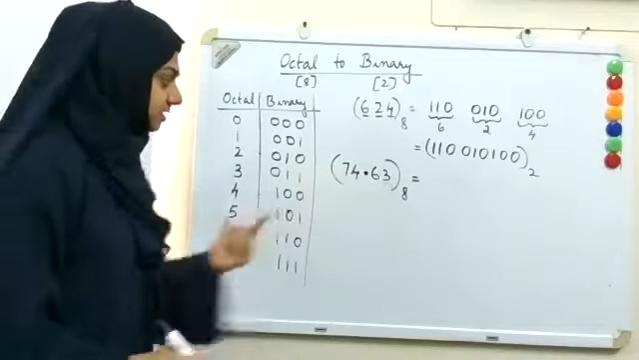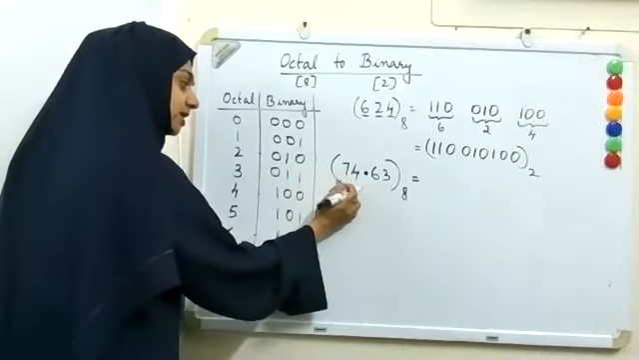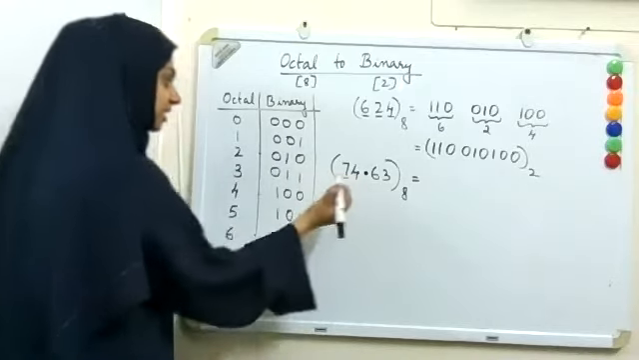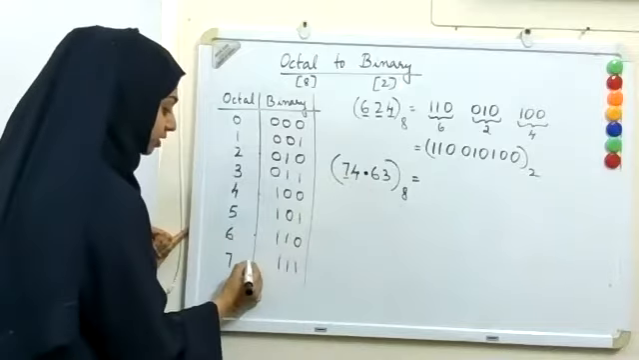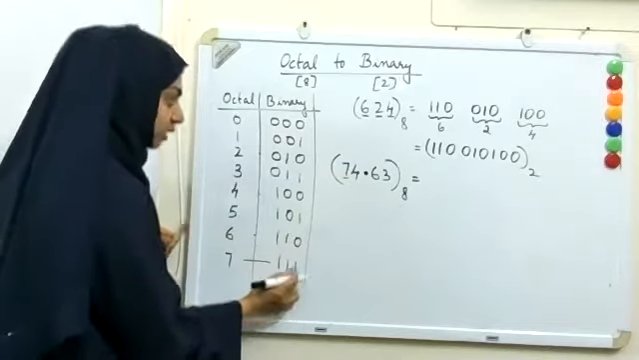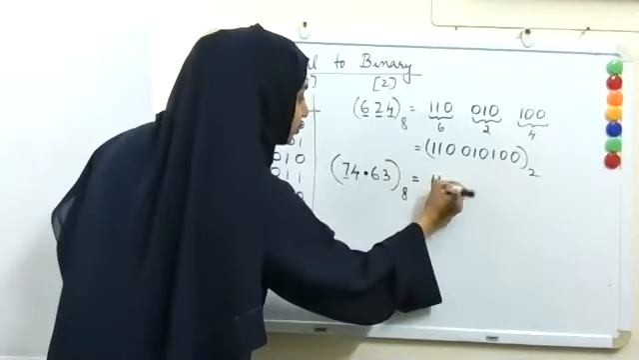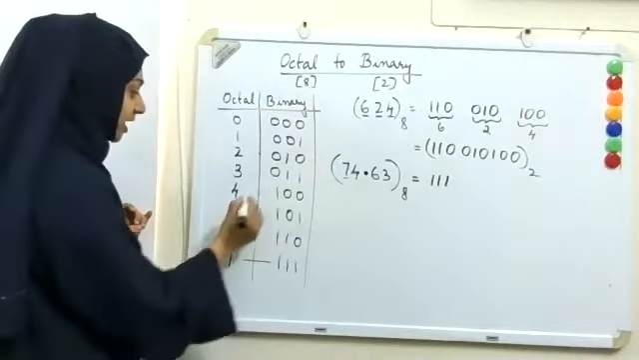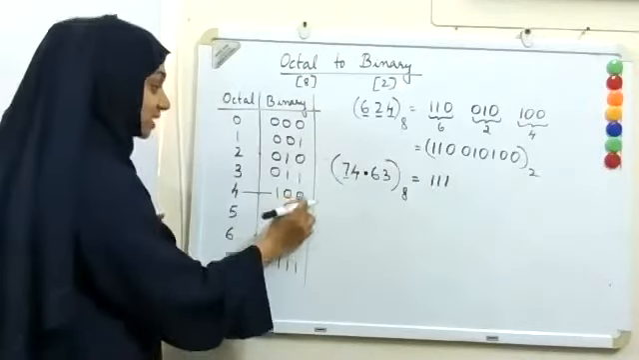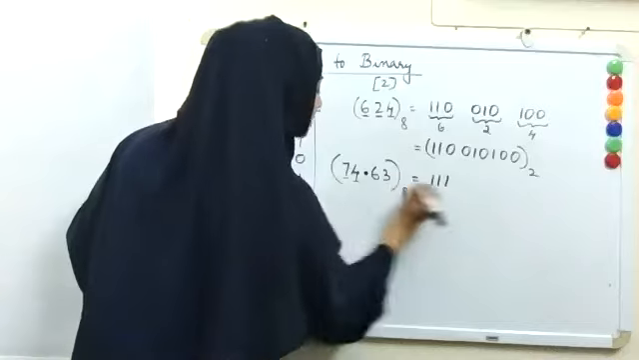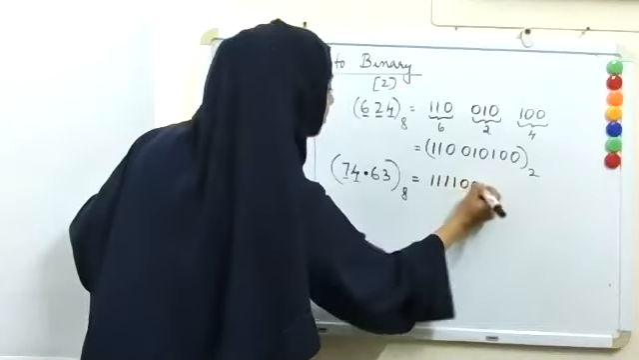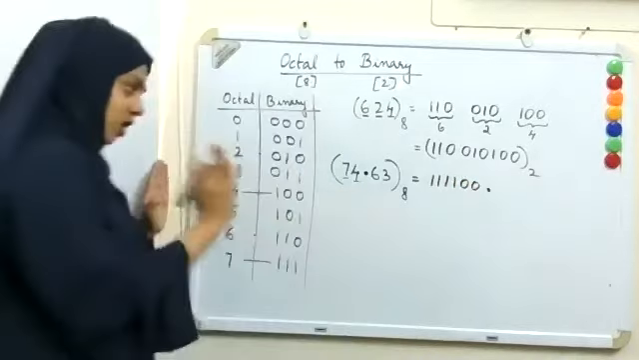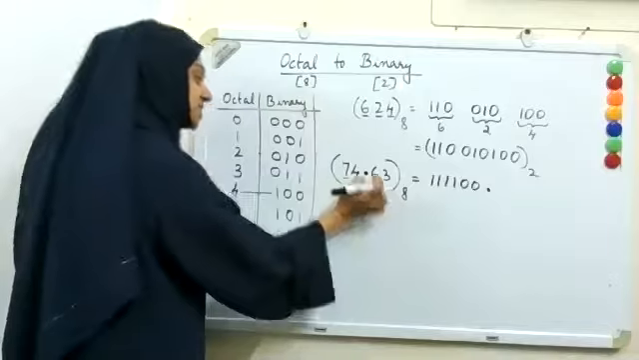So let us take the digits. First, I am going to take these 2 digits, 7 and 4. Corresponding to 7, I have 111, so I will write 111 here. Now corresponding to 4, what do I have? 100. So I will write here 100. Done. Point. Then I have 6 here.